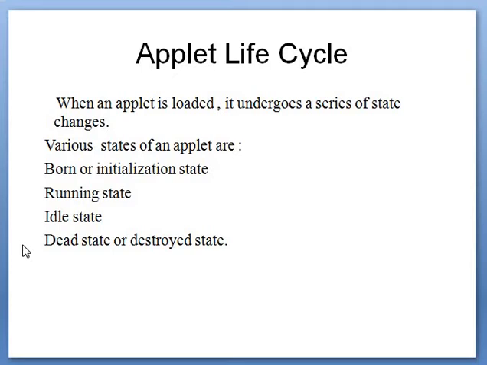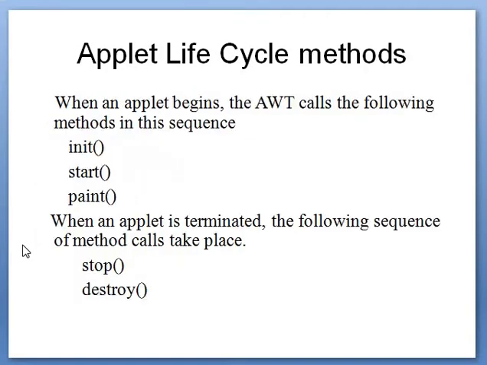Then running state. Suppose an interrupt occurs or a wait call is there, then the running applet will go to the idle state, the stop state. Okay, then again we need to start that particular applet, so that will go to the running state. Suppose the applet function is over, then that may move to the stop state, dead state, and after that, suppose we have no need for that applet, we can destroy it. Destroy state is also there.